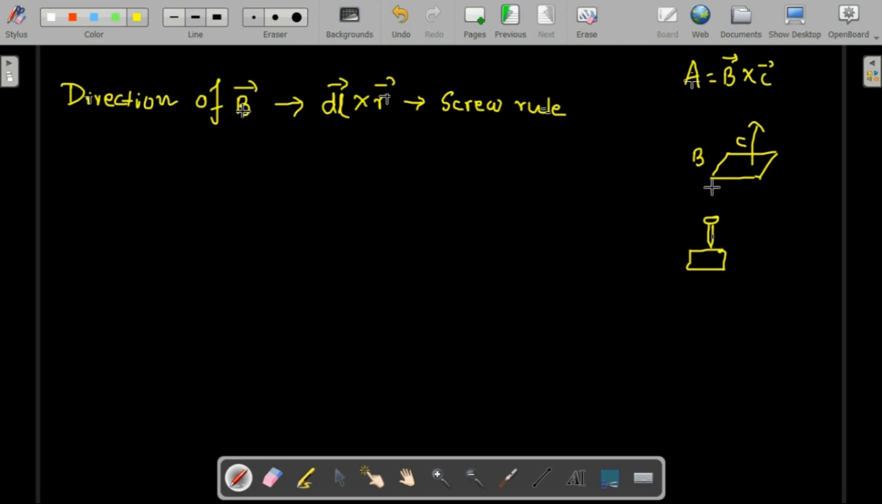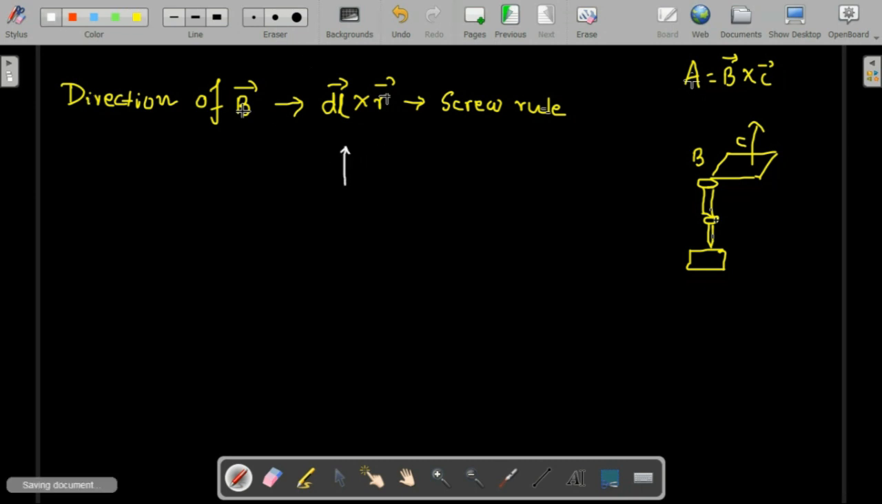What you're going to do is take a screwdriver and rotate it, either in the clockwise or anti-clockwise direction. Based on that, you can get the direction of the field. The direction from dl to r will give you the direction of the magnetic field. But even better than that, let me show you this.